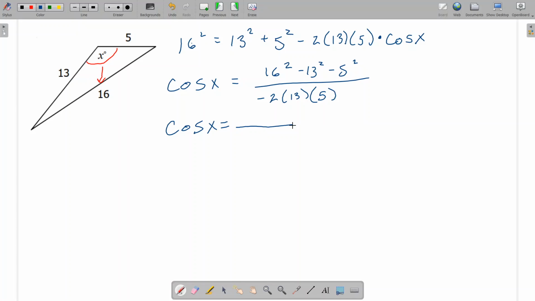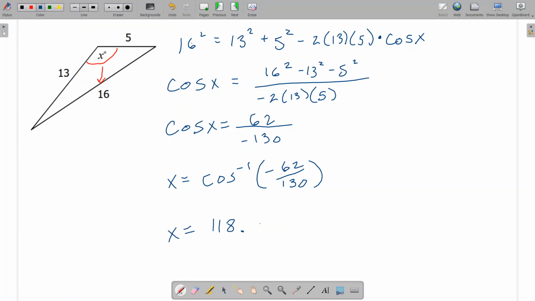Okay, so in the numerator, let's see what we get. Looks like we're going to get 62. And then in the denominator, we're going to get negative 130. So now I'm just going to do inverse cosine of that value, and we get 118.5 degrees.